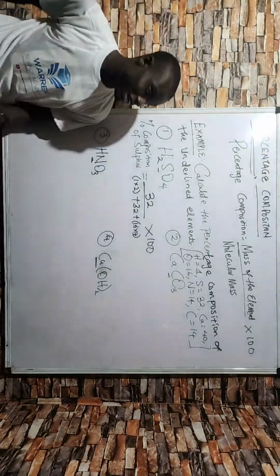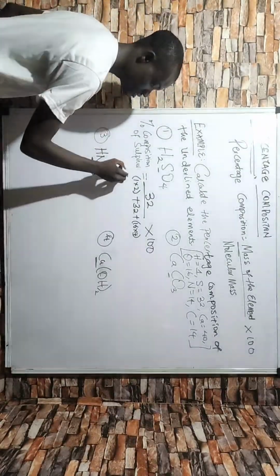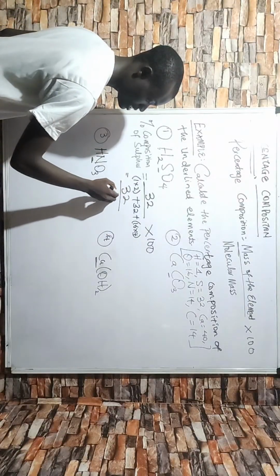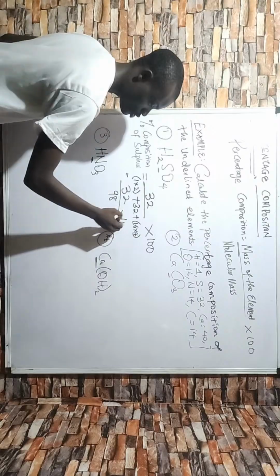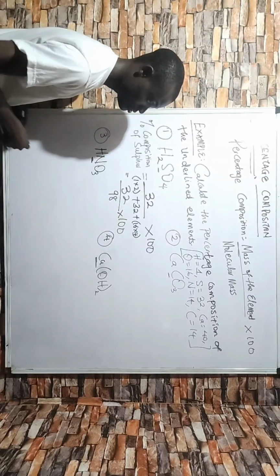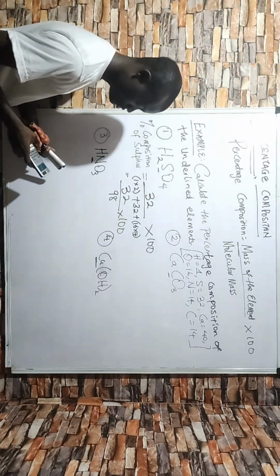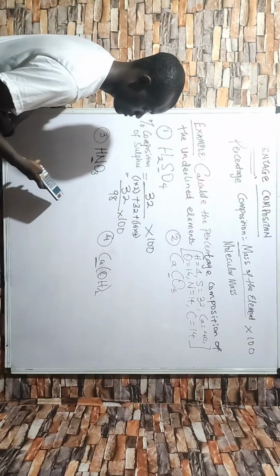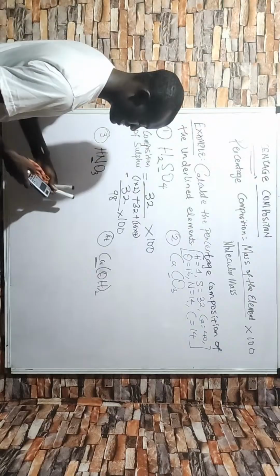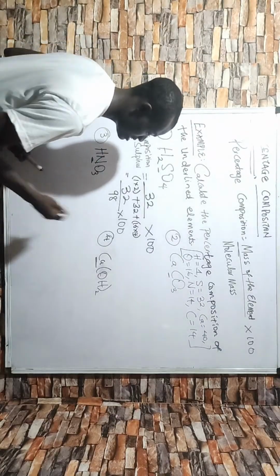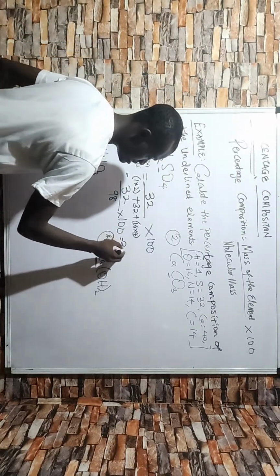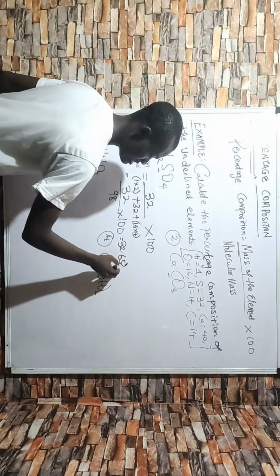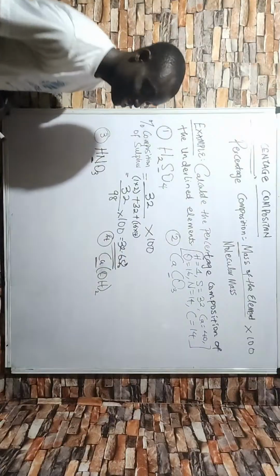So we are going to do our calculation right now. This is going to be 32 over, when we add this up, we get 98, times 100. That's 32 divided by 98 times 100, which gives us 32.65%. So the final answer here is 32.65%. So this is how you calculate percentage composition.